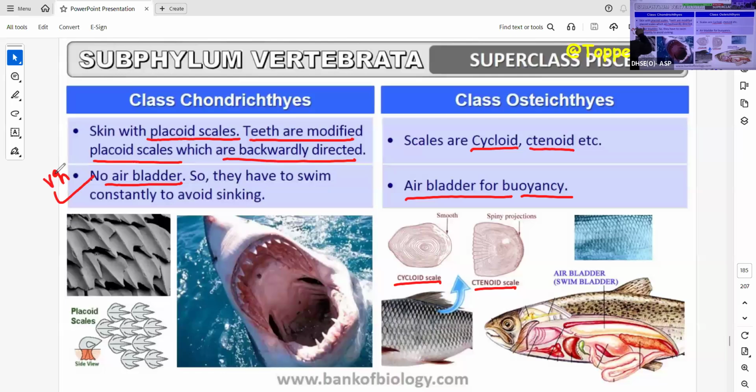Very important, they cannot remain in a certain position long enough. That means they have to continuously move around. Swim constantly to avoid sinking, because they don't have an air bladder. So air bladder helps them in balancing at a certain depth, means staying in one position for a longer time. But since they don't have this air bladder, therefore they have to continue swimming. ठीक है ना?